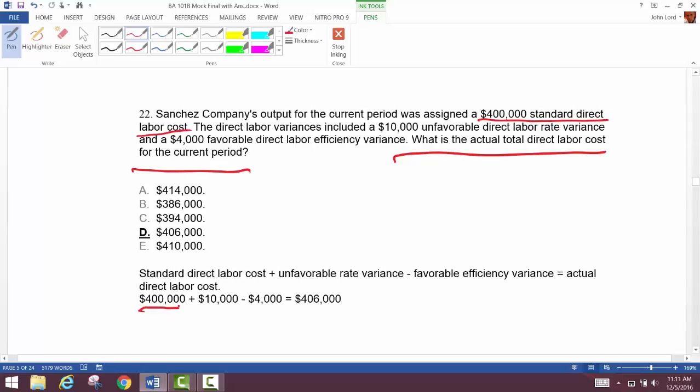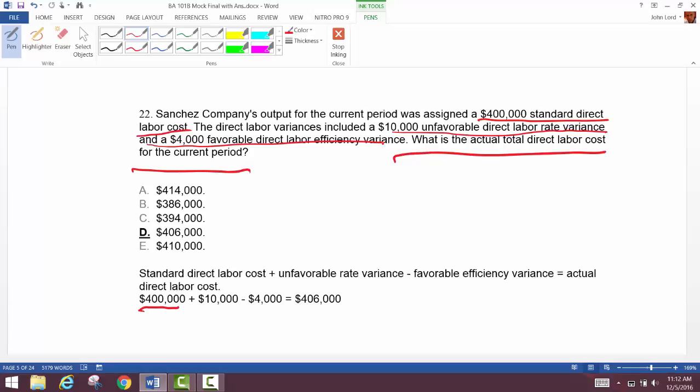Okay. And then they give me what? They give me the unfavorable rate variance for labor and the favorable what? Efficiency variance for labor. And what this question was expecting you to understand is that what? The standard and then plus or minus the variances should give me what? The actual, and that our variances are made up of the efficiency and the rate, aren't they?